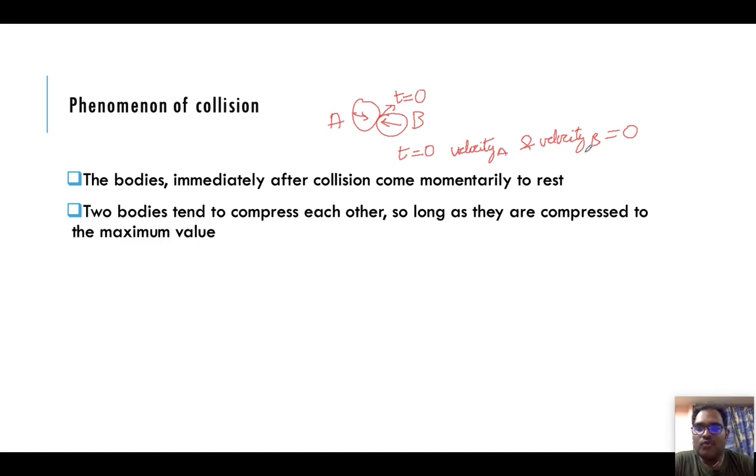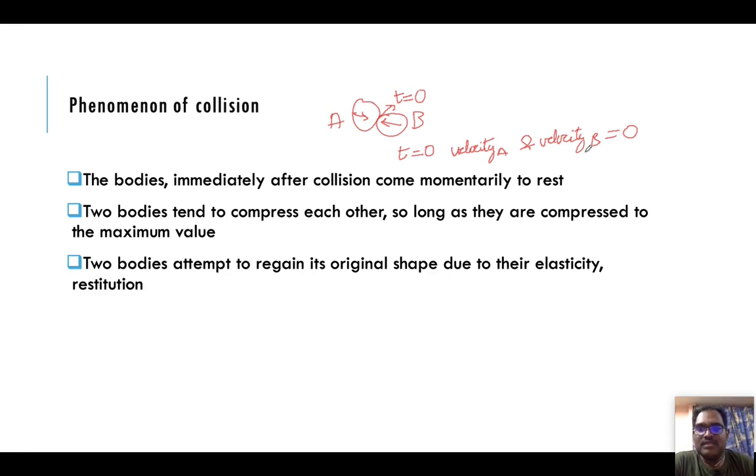Second point, two bodies tend to compress each other until they are compressed to the maximum value. This is just a small definition. Because both these bodies are moving with some velocity, obviously they are going to compress each other. Then the two bodies attempt to regain their original shape due to the elasticity, and this is sometimes also referred to as restitution. This terminology, restitution, we'll study in detail when we are solving the problem. But as stated, in most conditions we are just going to assume that it is an elastic member, right?